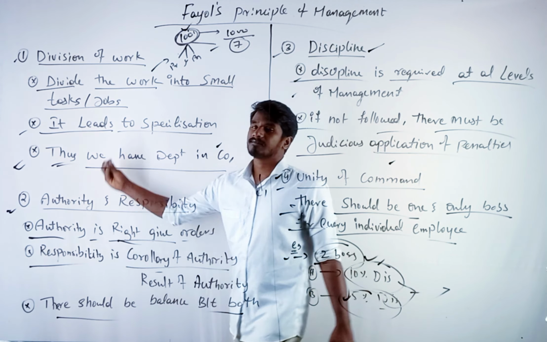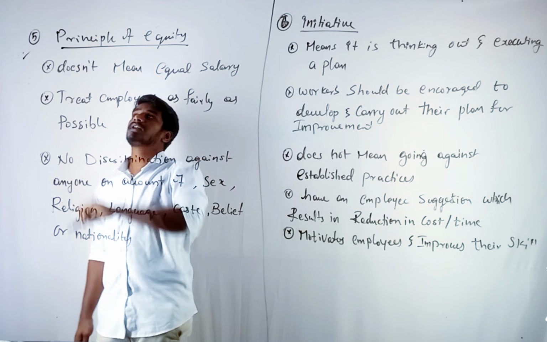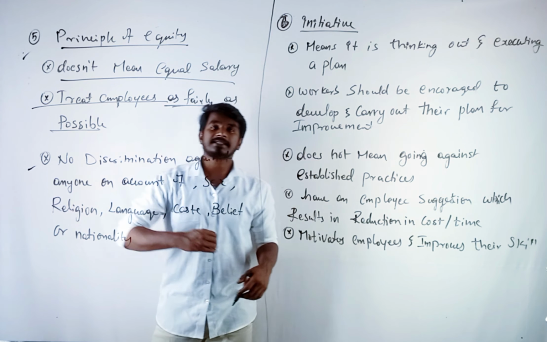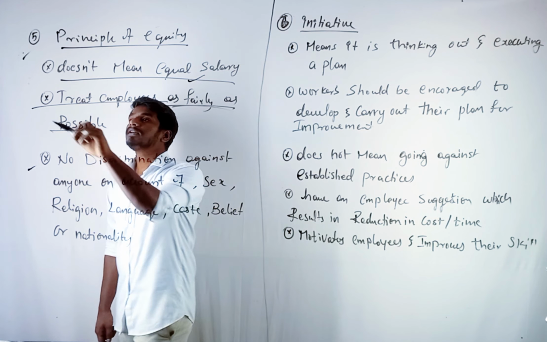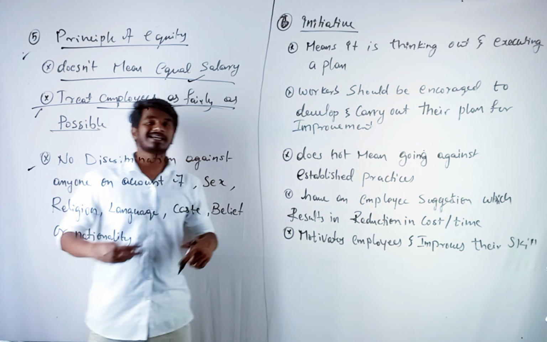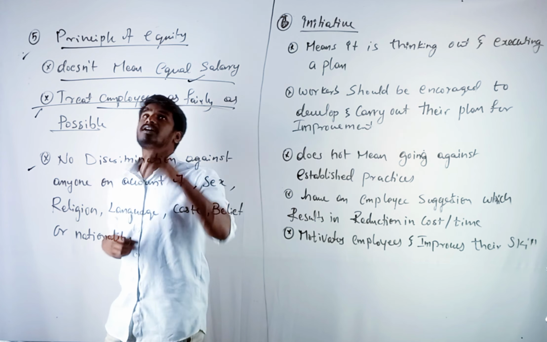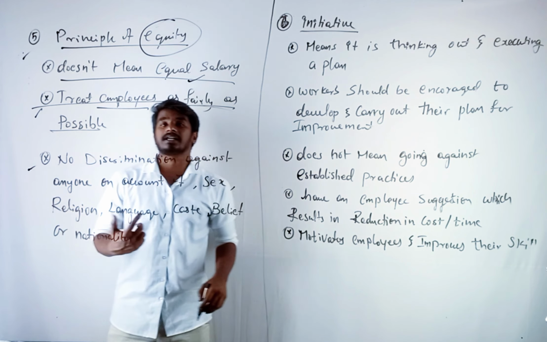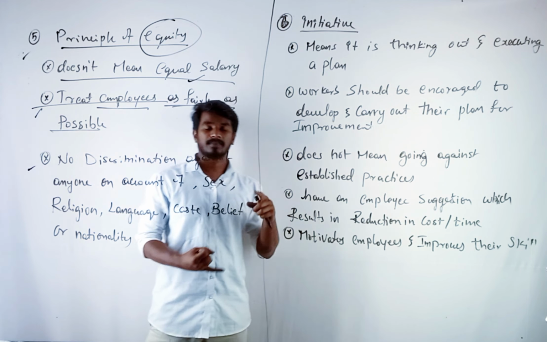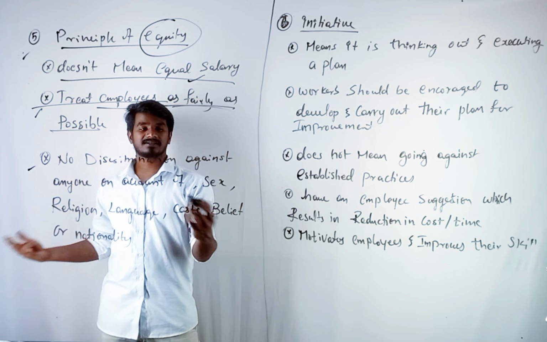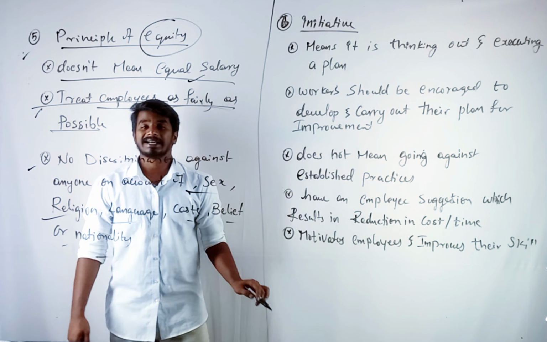Let us see the fifth principle. The fifth principle, we have the principle of equity. It doesn't mean equal salary. Then what does it mean? Treat employees as fairly as possible. So the meaning of equity is equality. We should treat each and every individual equally, correct? It may be male or female, it doesn't mean sex, or religion, language, caste, belief, or nationality.